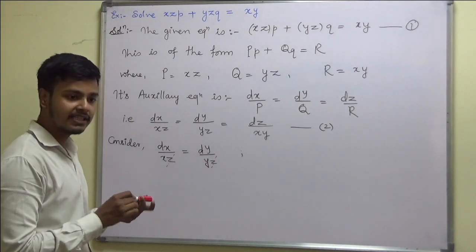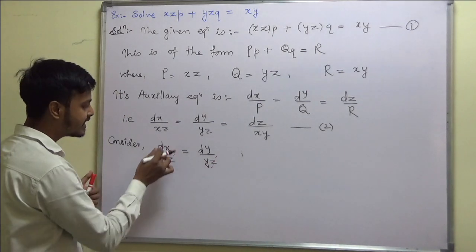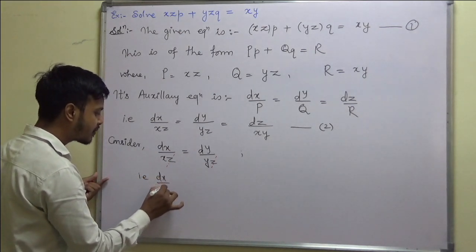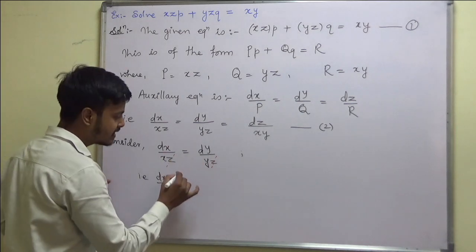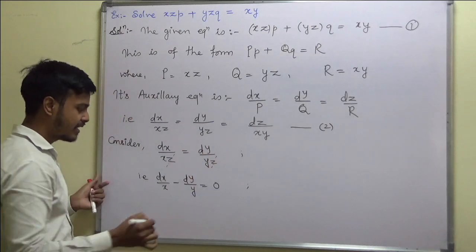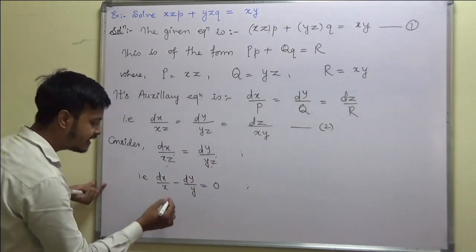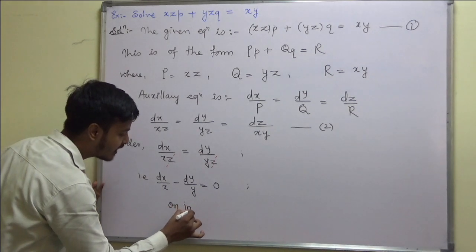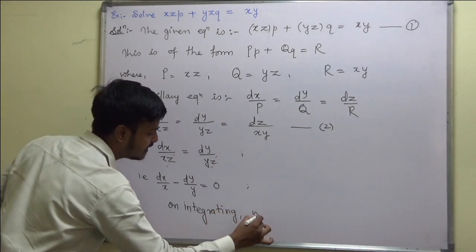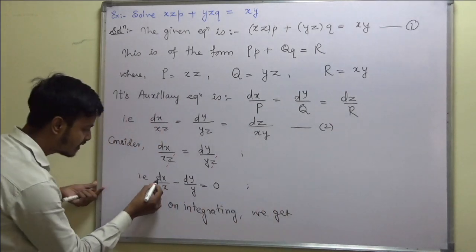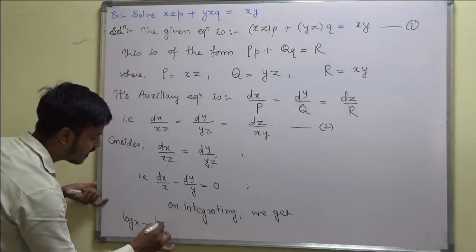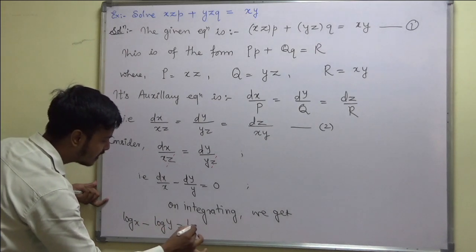Okay, and we remain with what? We remain with dx upon x is equal to dy upon y. That is, dx upon x, I will take dy upon y to the left and write it as equal to 0. Now this is very elementary integration. Just integrate to get the solution. On integrating, what do we get? Integration of 1 by x is log x, integration of 1 by y is log y, and log a is the constant of integration.